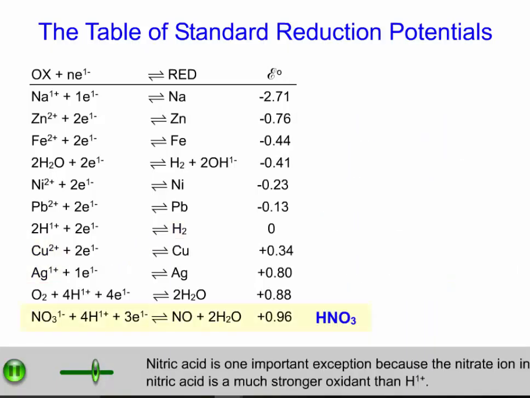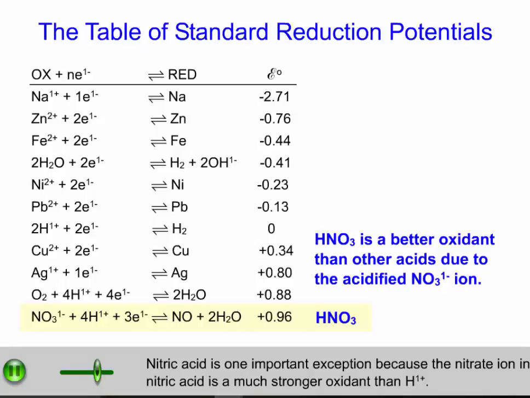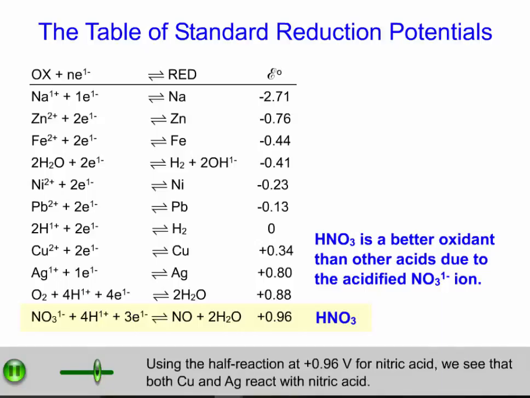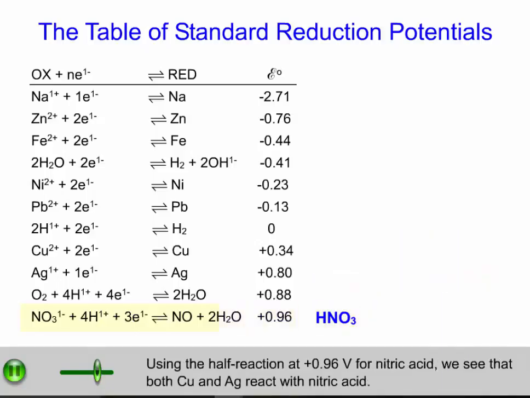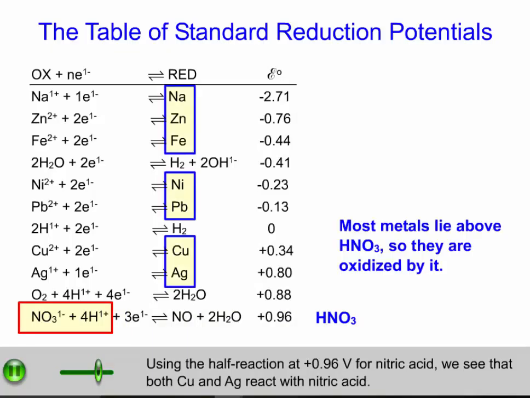Nitric acid is one important exception because the nitrate ion in nitric acid is a much stronger oxidant than the proton. Using the half reaction at plus 0.96 volts for nitric acid, we see that both copper and silver react with nitric acid.